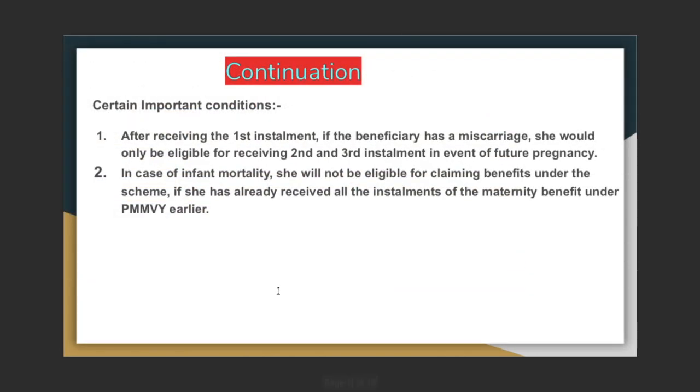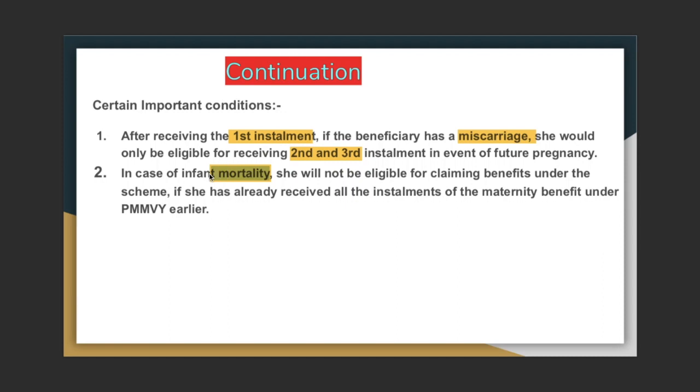Now, it is very important to remember. For example, understand the condition, because the cash benefit under this scheme has certain conditions. For example, when you receive your first installment and after that the beneficiary has a miscarriage, then what will happen? Then in the next or future pregnancy, she will receive only the second and the third installment. It is not that she will receive the first, second and third installment again in the case of future pregnancy. No. First installment mil gaya usse, now miscarriage has happened, now she will get only the second and third installment. Understood? Now the second condition.